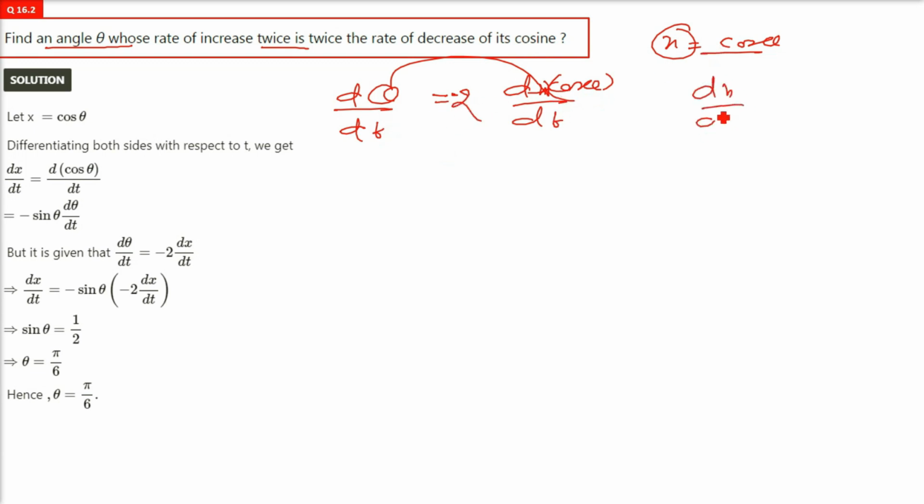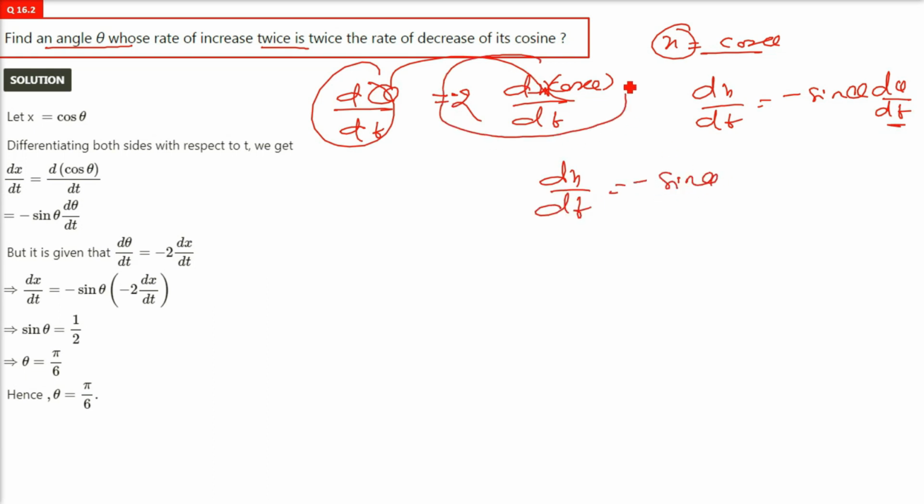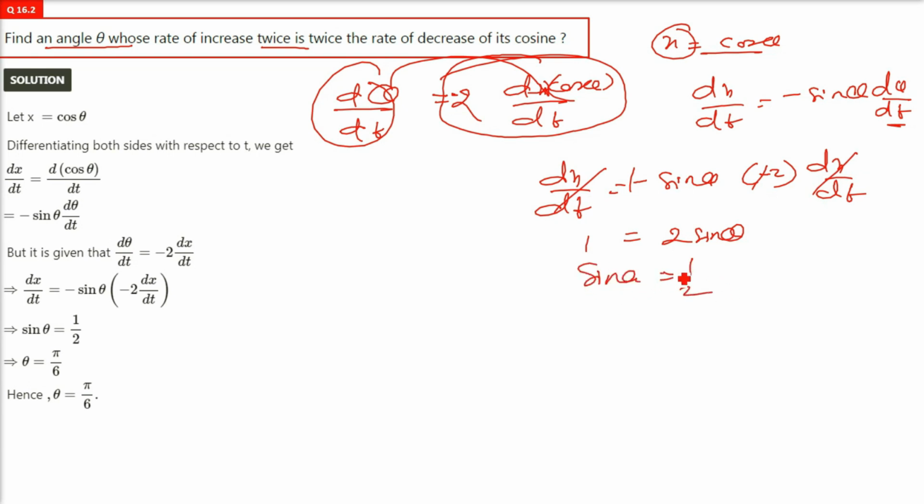X is cos theta. Dx by dt is equal to, derivative of cos theta is minus sin theta, and there will be d theta by dt also, because we are differentiating with respect to t, not with respect to theta. So dx by dt is, I am replacing this now. D theta by dt is replaced by minus 2 dx by dt. Minus minus becomes plus. So dx by dt on both the sides. So 1 is equal to 2 sin theta. Sin theta is half. We have already done this in the previous question.